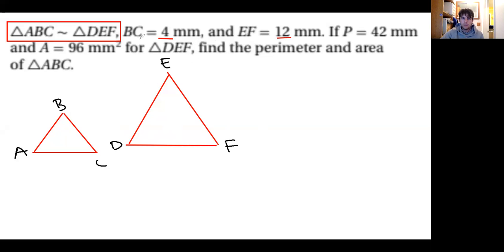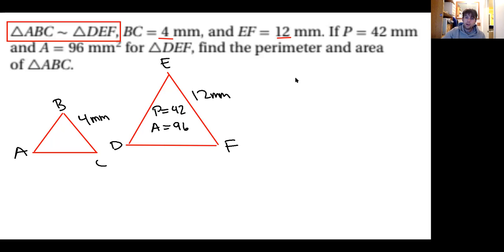All right, now let's label it. BC is 4 millimeters. EF is 12 millimeters. The perimeter equals 42 millimeters and the area equals 96 square millimeters for triangle DEF. Okay, so that's for triangle DEF. Perimeter equals 42, area equals 96. Okay, cool. So this is pretty similar to what we did on the last problem. The only difference is we actually know the measurements of our larger triangle here.